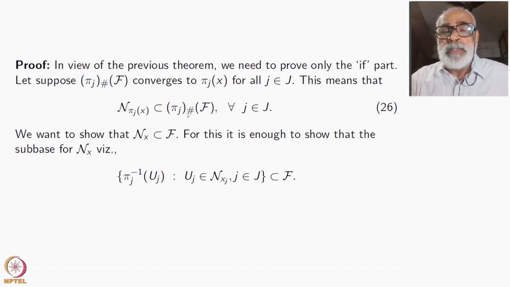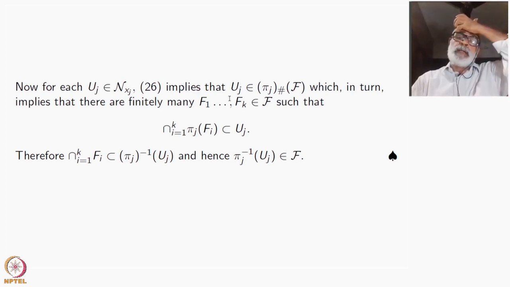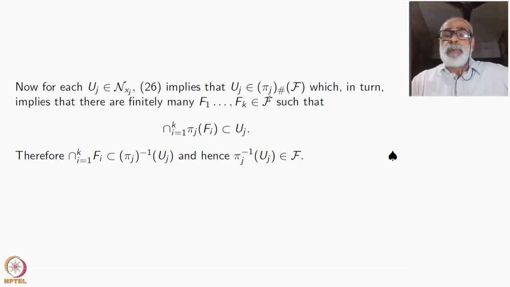When is u_j a member of π_j check of F? If and only if there are finitely many members f_1, f_2, ..., f_k of F such that the intersection of π_j of the f_i is contained inside u_j. This is because these sets are first in the generating subbase, then the base, and then every superset must be there. This is the condition for membership in π_j check of F. So if such a thing holds, then the intersection of the f_i's, under π_j, is contained in u_j, so the intersection of the f_i is contained in π_j inverse of u_j.